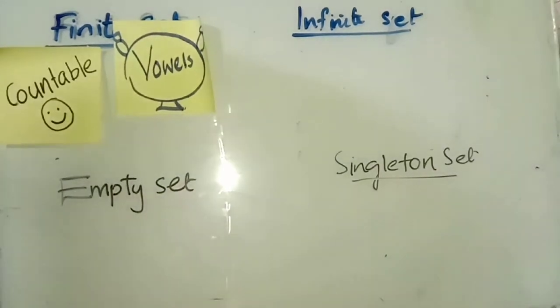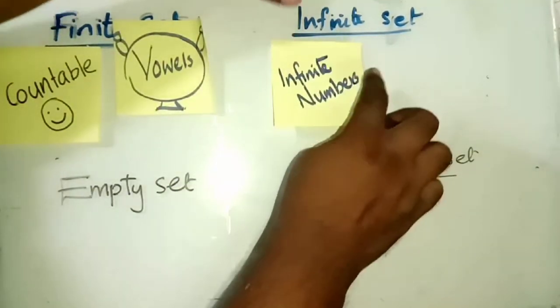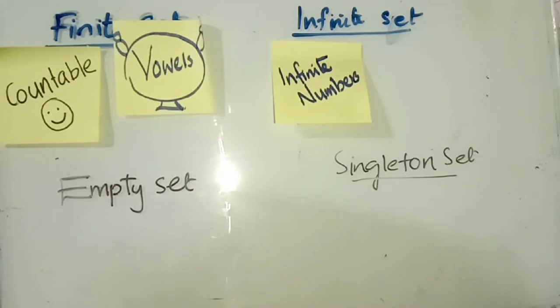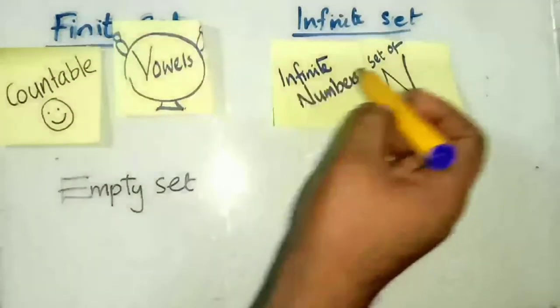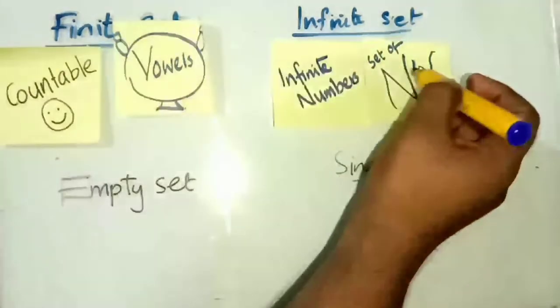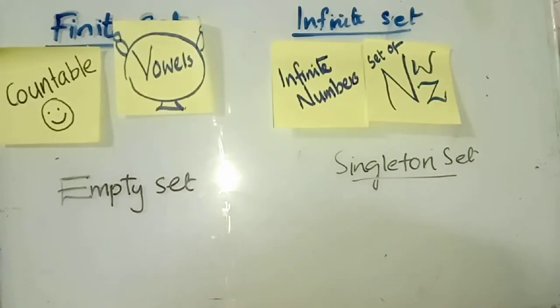Okay, now infinite set. So what is an infinite set? Yes, a set which has an infinite number of elements. That means no count for the number of elements. An uncountable number of elements can be called infinite. What are the examples we can use? The set of natural numbers, set of whole numbers, set of rational numbers, set of integers. All these sets have an infinite, uncountable number of elements. Such types of sets are known as infinite sets.